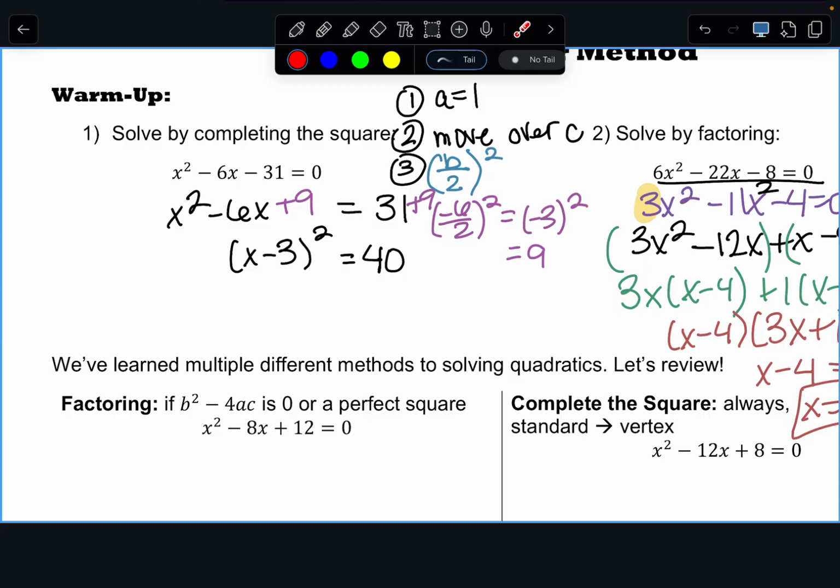Now we have something squared by itself. How do I undo the squared part? Square root. Boom, boom. Square root of x minus 3 squared is x minus 3. Square root of 40 is plus or minus. Don't forget that.